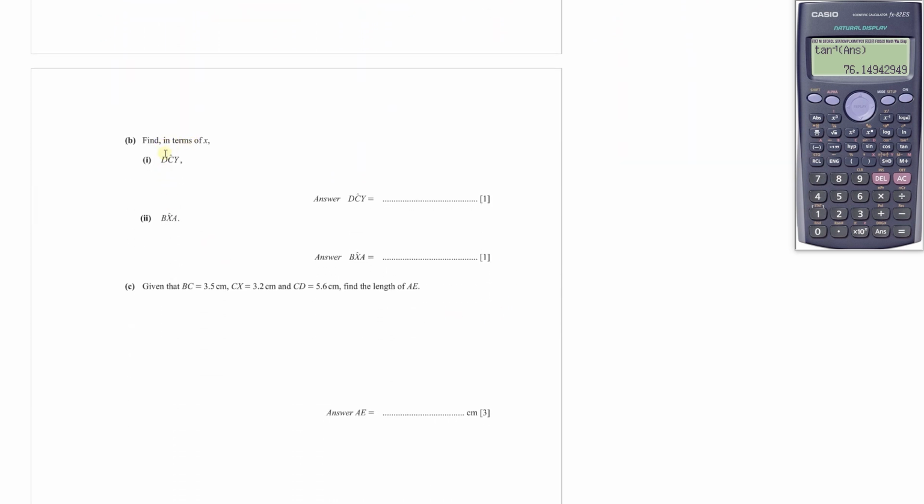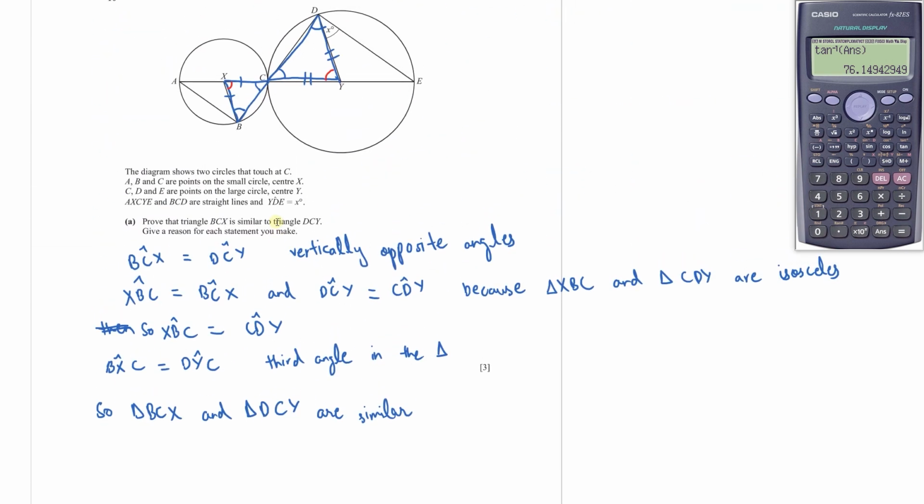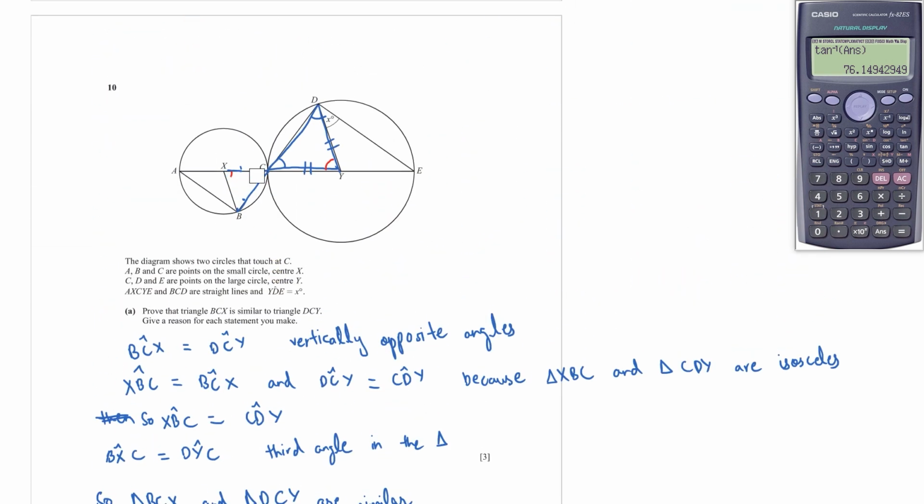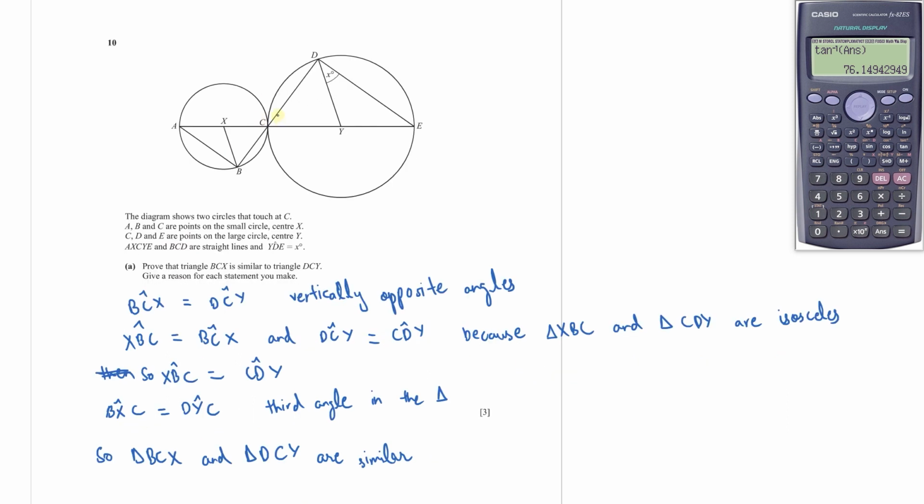Part B is find in terms of x angle DCY. So let me erase this. So you have to find the angle DCY, which is this angle here. So since DY is the radius, YE is also the radius. So if this angle is x, this angle is x degrees as well. And this angle CDE will be 90 degrees because this is an angle in a semicircle, or angle subtended by this diameter on the circumference of the circle.